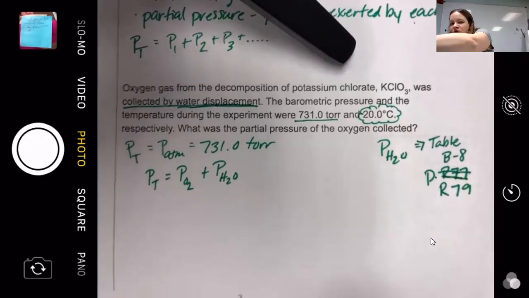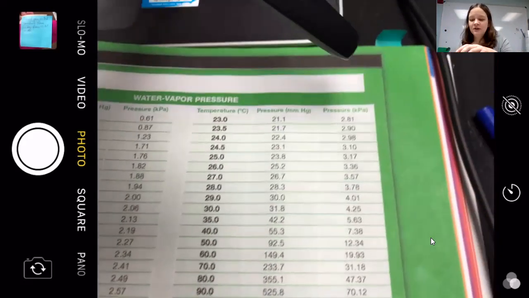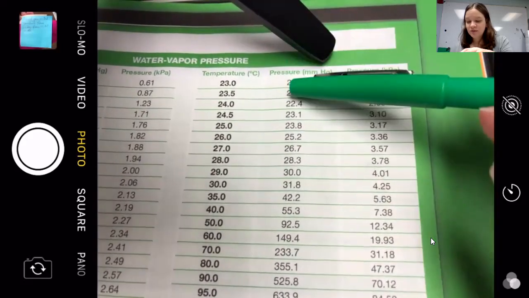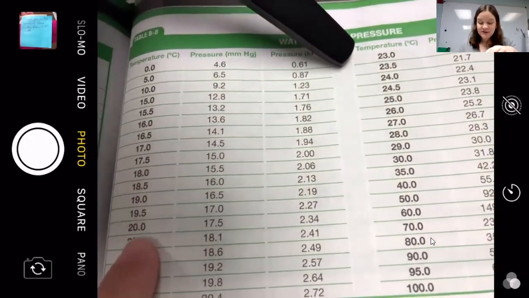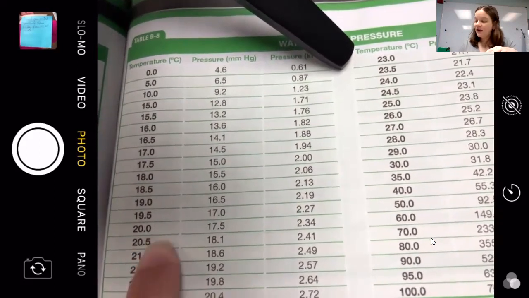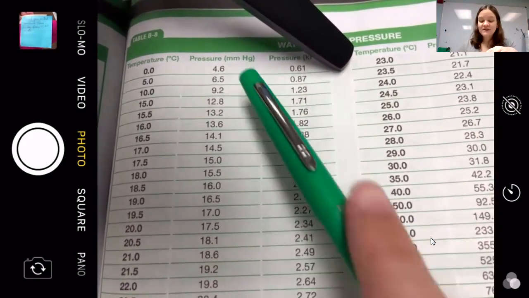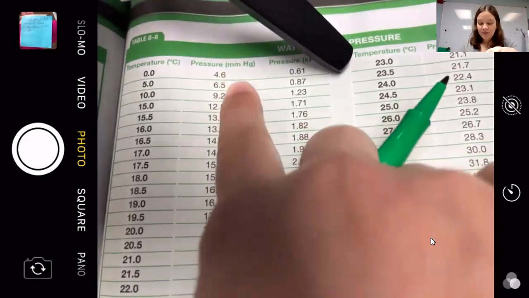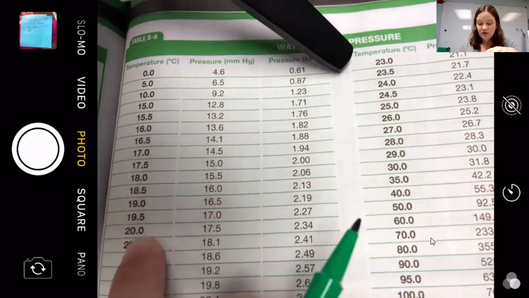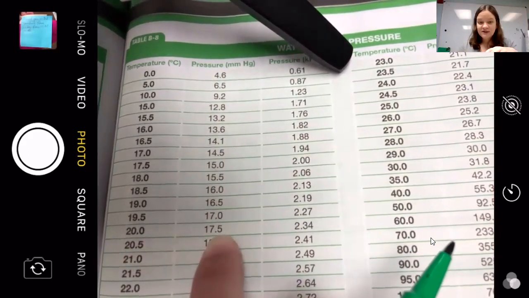So it looks like this. You have your temperatures, and then it gives you the pressure in millimeters of mercury and in kPa. We are going to find 20 degrees Celsius because that's what it told us. It gave us the pressure in torr, but remember torr is the same as millimeters of mercury, so that's the one we want. The pressure of water at 20 degrees Celsius is 17.5.